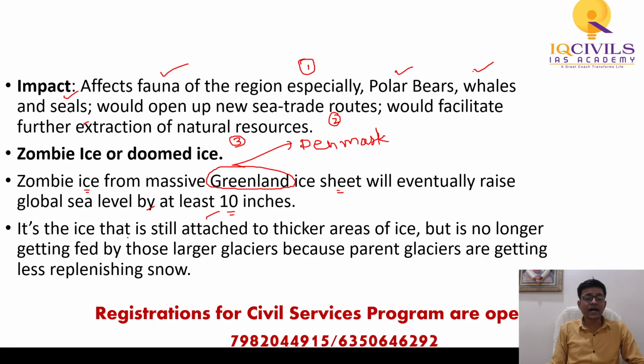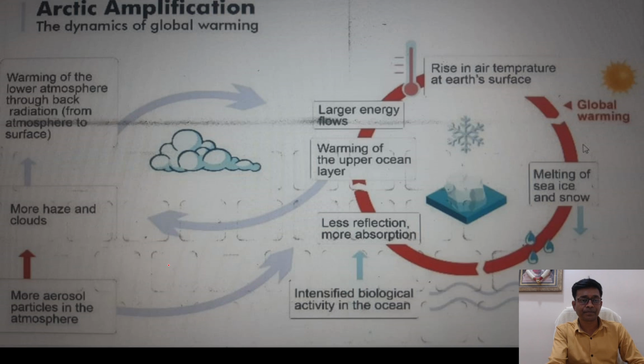Then it's the ice that is still attached to thicker areas of ice but is no longer getting fed by those larger glaciers because parent glaciers are getting less replenishing snow. So this ice should not melt because of the global warming. We are going ahead. So what is Arctic amplification? It is more important for your prelims and less important for your mains.